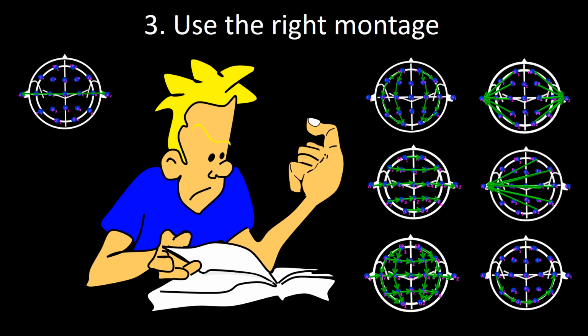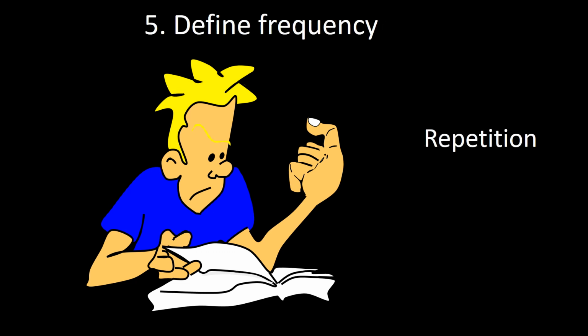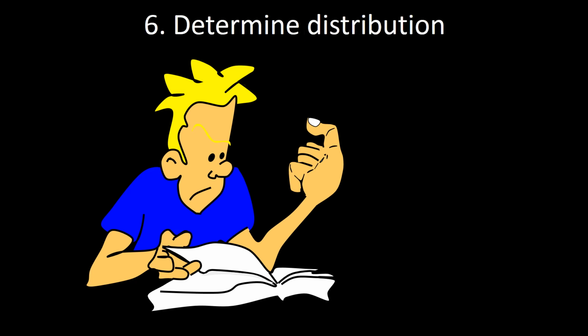Choosing the right montage is very important. It is very important because it influences all the following steps, which are waveform description. This is done by noticing the shape, amplitude, and duration of the waveform, the frequency, the distribution, and the reactivity of the grapho element.